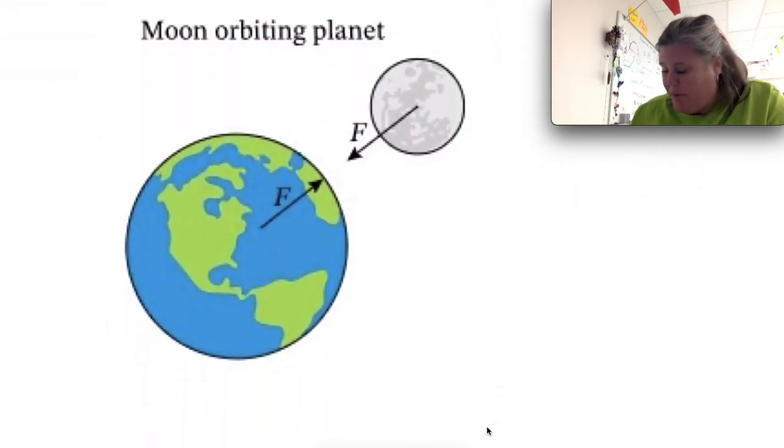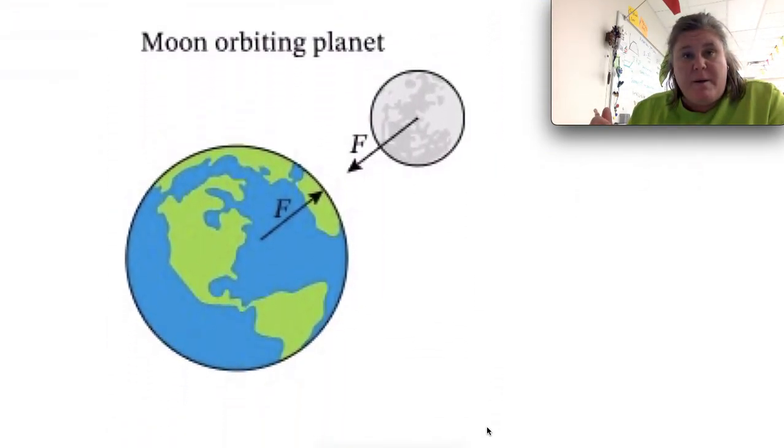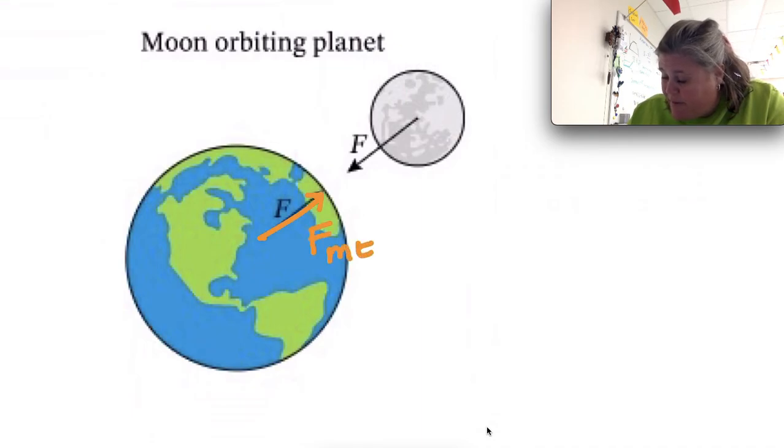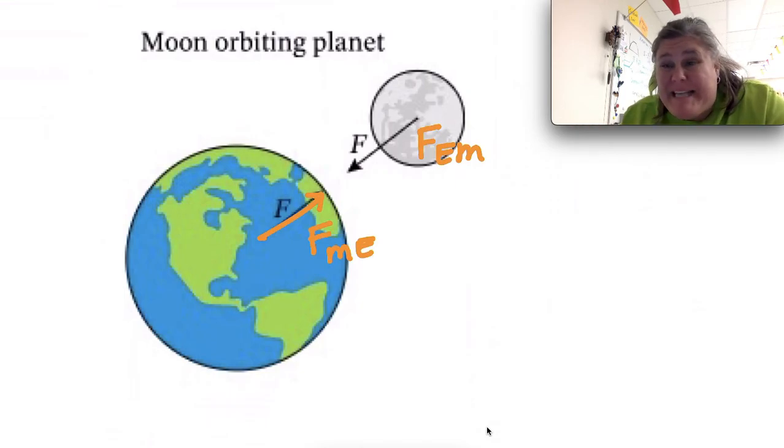I mean, we've got so many here. The moon orbiting around the Earth. Okay, so here, this is the force of the moon on the Earth. It's a gravitational force. This is the force of the Earth on the moon. It's a gravitational force. Those forces are equal and opposite. Now, are they going to have the same acceleration? No, because the moon has less mass compared to that of the Earth.